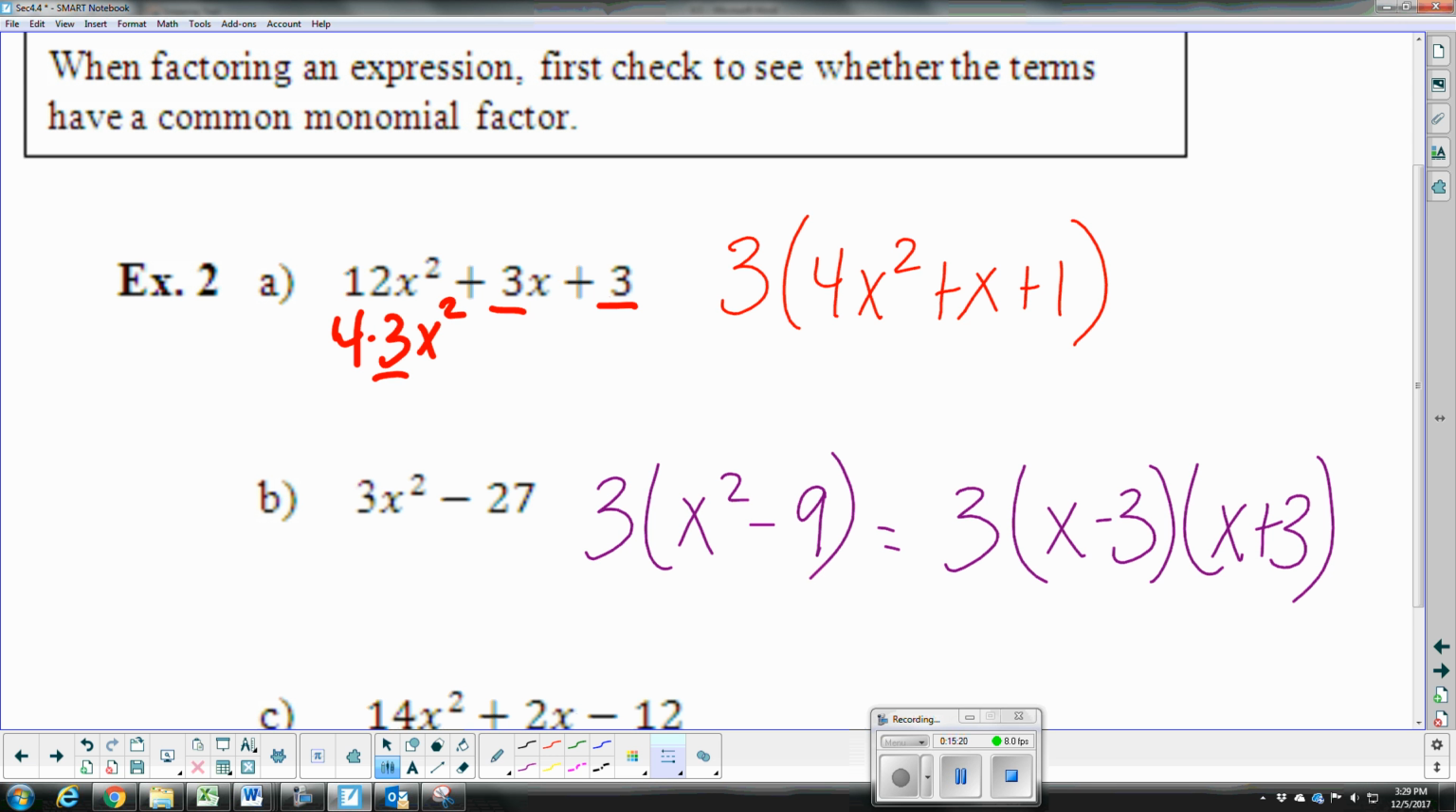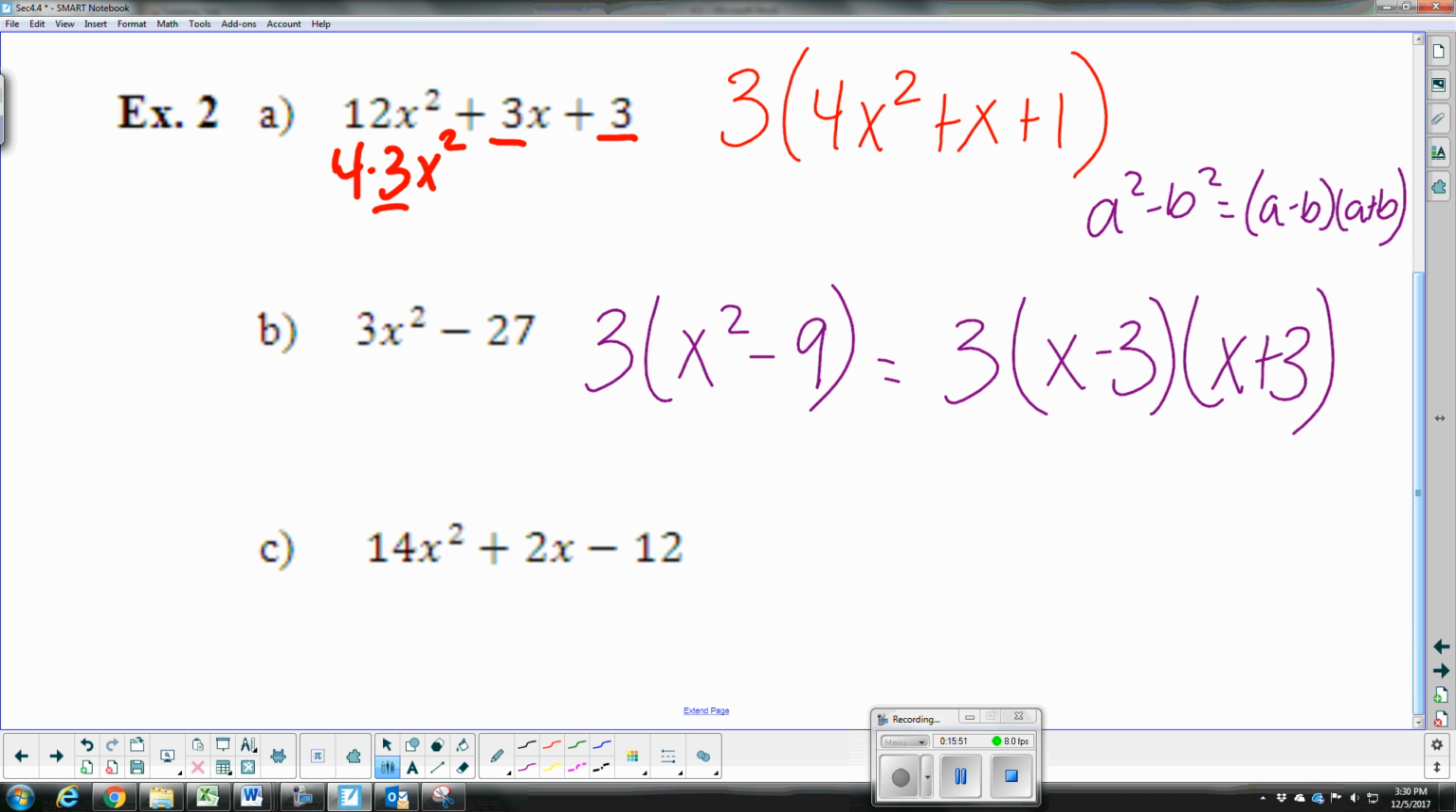And this is the difference of perfect squares. 1 is a perfect square and 9 is a perfect square. So our difference of perfect squares, remember, is a squared minus b squared equals a minus b times a plus b. So that's how I did that one so quickly, just by looking at it. It's because we had that perfect squares rule.